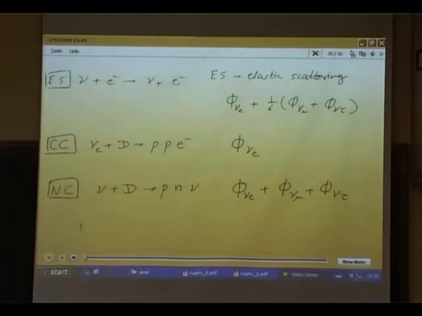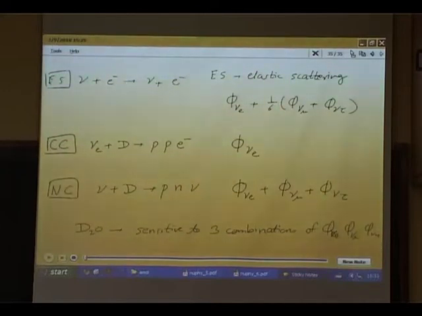So when you had deuterium, D2O, it means you are sensitive to three combinations of φ ν_e, φ ν_μ, and φ ν_τ. These are three distinct combinations. ν_μ and ν_τ always come together, so it's called φ ν_μτ.